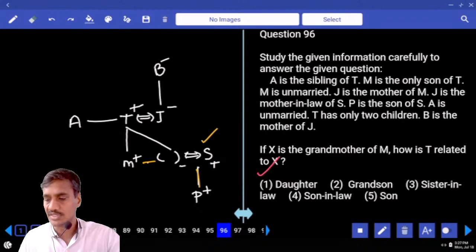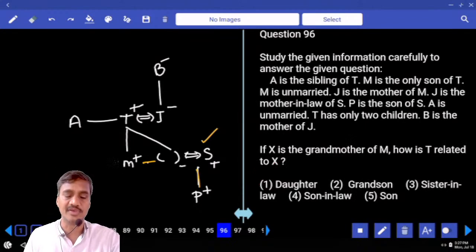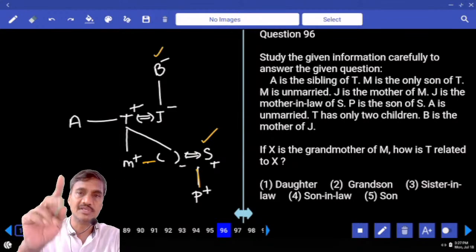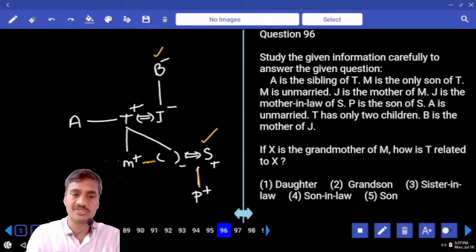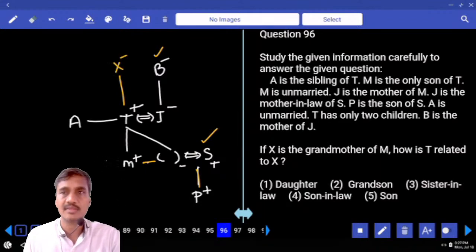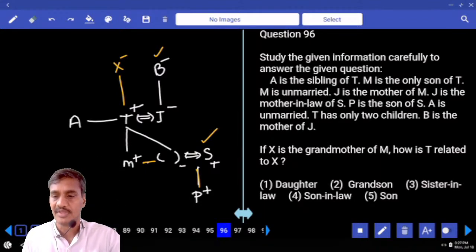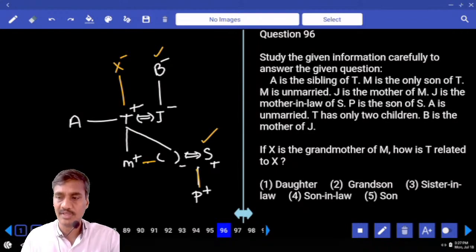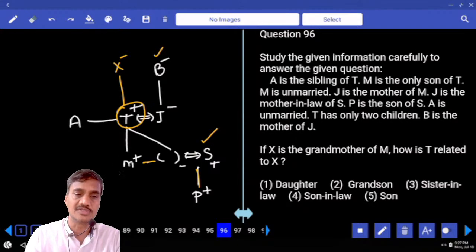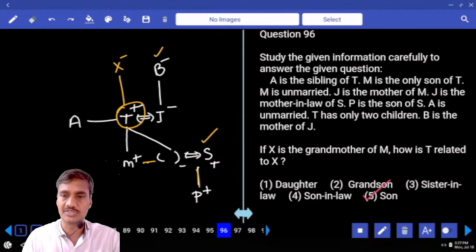Then 96. If X is the grandmother of M, as of now X is the grandmother of M, and X is also the grandmother, meaning X must be the mother of T. That is the maternal grandmother. If X is the grandmother of M, then how is T related to X? Now this T is the son of X. Son, that is choice 5, question number 96.